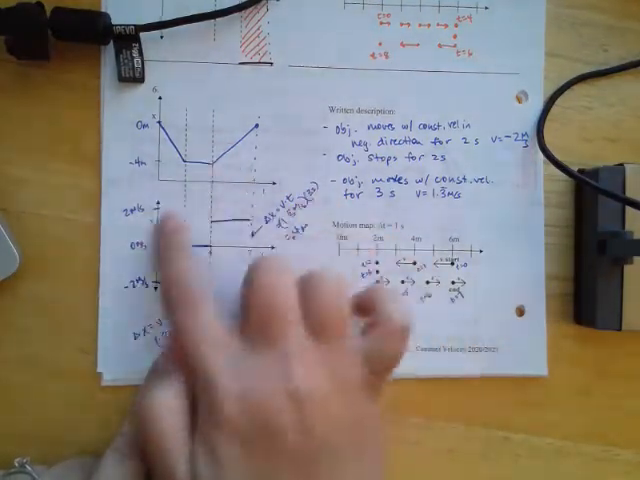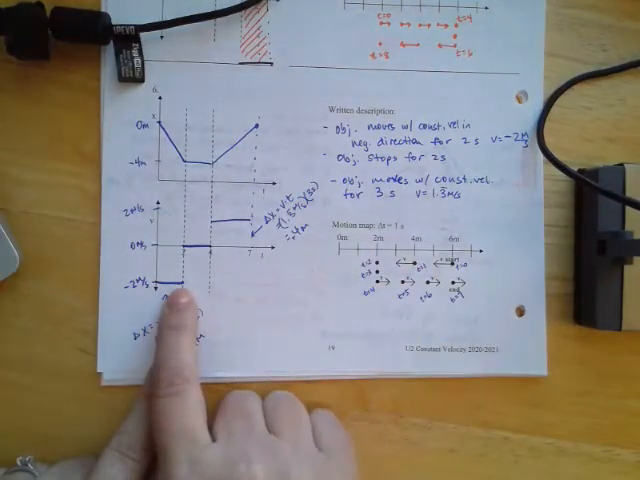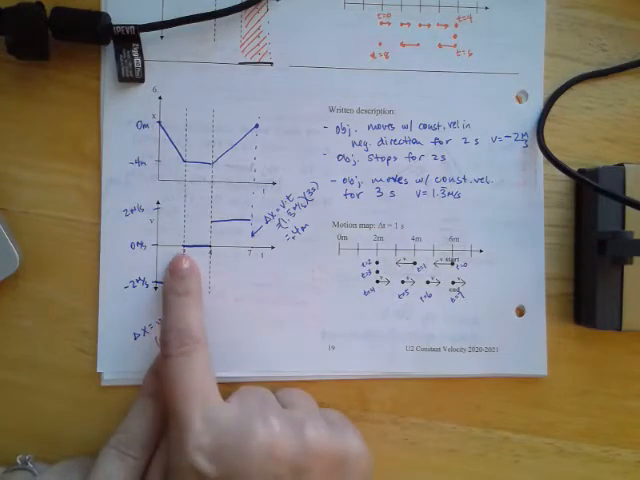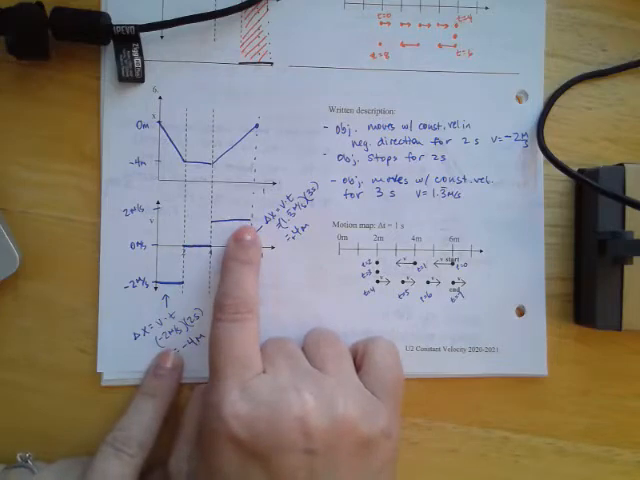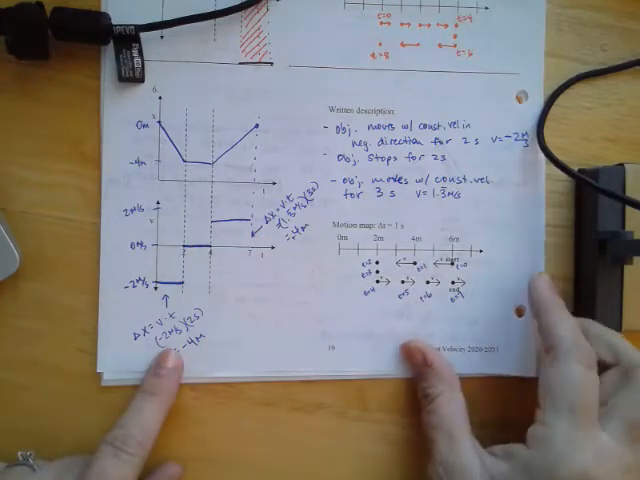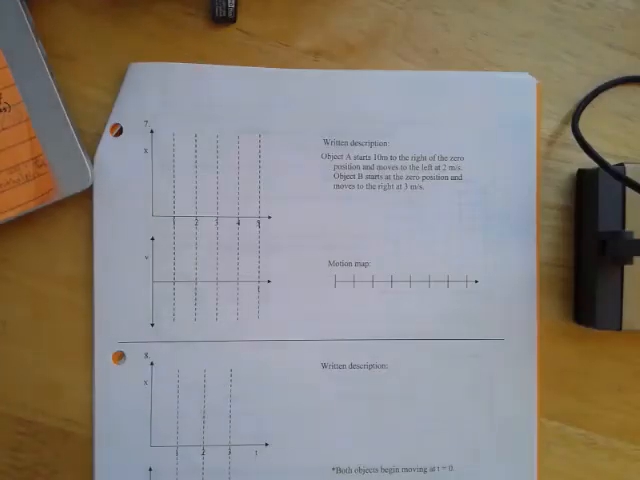And for velocity versus time as a graph, we have our minus 2 meters per second for the first 2 seconds, 0 for the next 2, and then plus 1.3 at the end, which is what we calculated in our motion map. All right. So for the next one, we start with a written description.